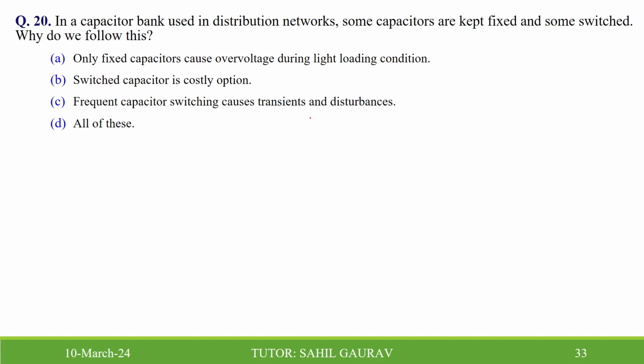Now next problem. If a capacitor bank is used in a distribution network, some capacitors are kept fixed and some switched. Why do we follow this? The options are: A, only fixed capacitors cause over voltage during light loading condition. B, switched capacitor is a costly option. C, frequent capacitor switching causes transients and disturbances. And D, all of these. So what is your answer?